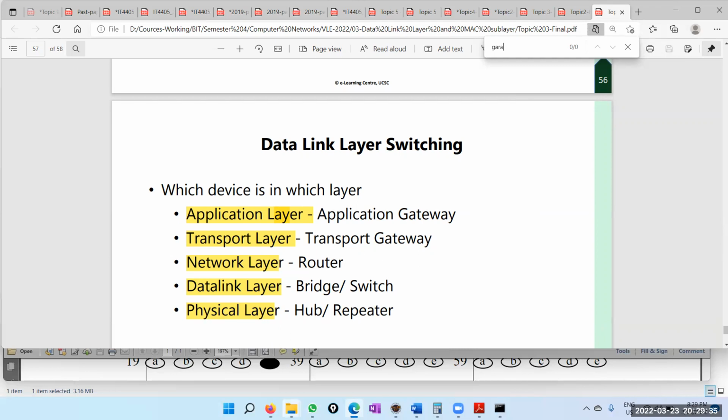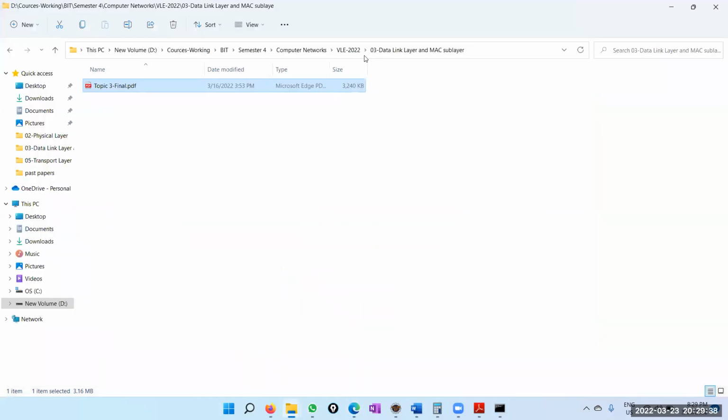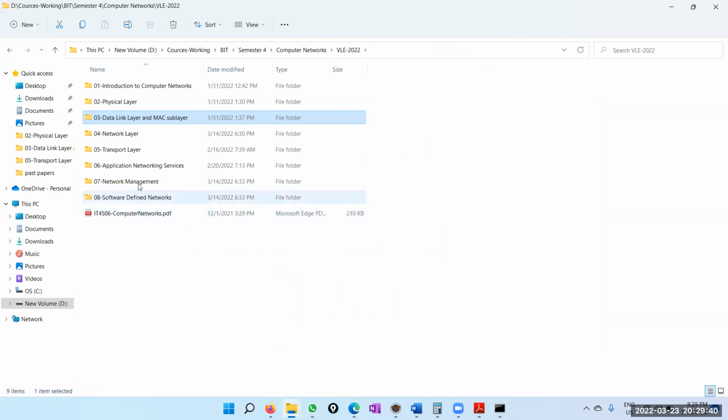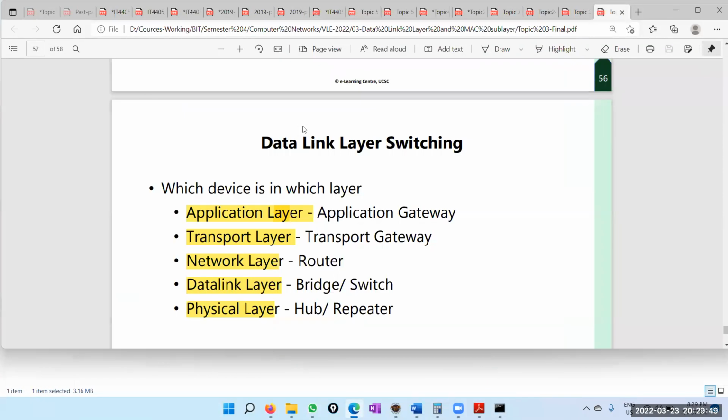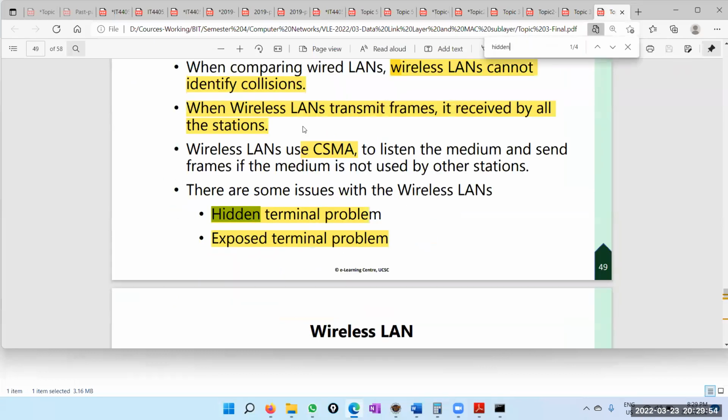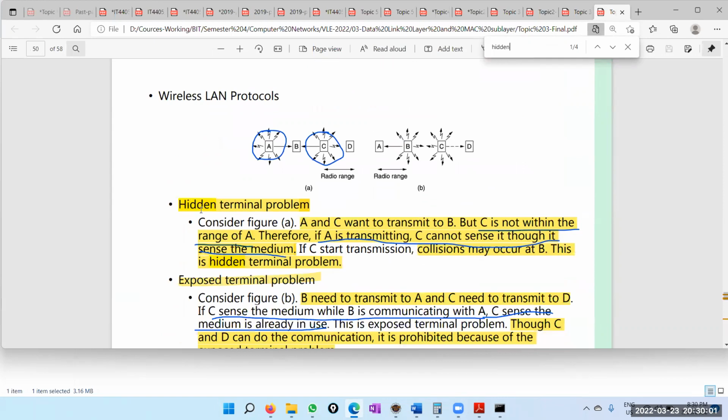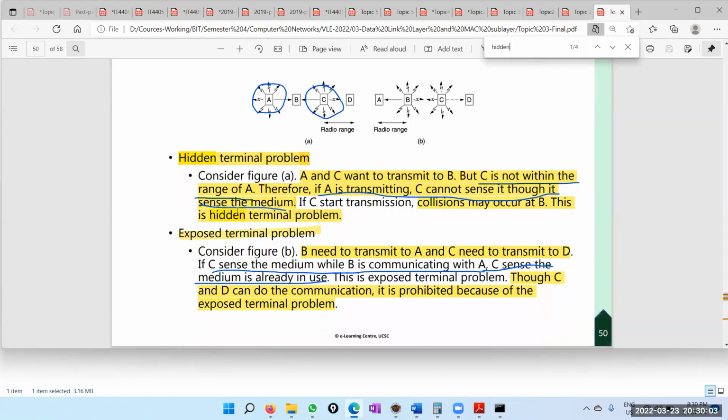Yes, so those are the two problems. Which topic did we discuss that? I can't remember the topic number. Is it network management or no? I think it is again the data link layer. Yeah, the hidden terminal problem and the exposed terminal problem. Hidden terminal problem means you are not directly aware of the existence of the other terminal.